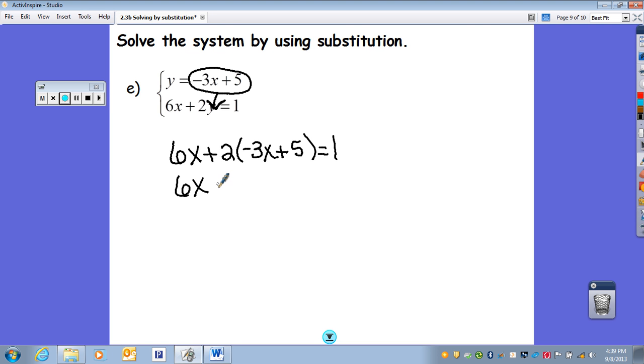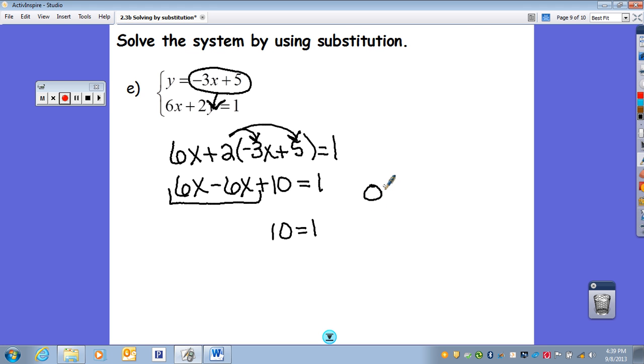So we have 6x, and we're going to distribute the 2. 2 times negative 3 is negative 6, and 2 times 5 is 10. So we're distributing the 2 to each of these. And that equals 1. To continue solving, we need to combine like terms. 6x minus 6x is 0. So I have 10 is equal to 1. 10 is equal to 1 is not true. That means there's going to be no solution. And when there is no solution, we must have a set of parallel lines that do not intersect. Therefore, there is no solution.